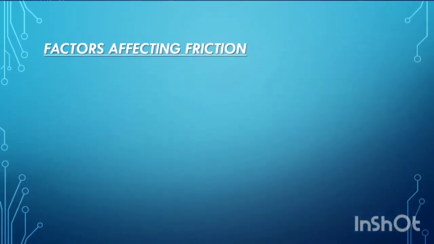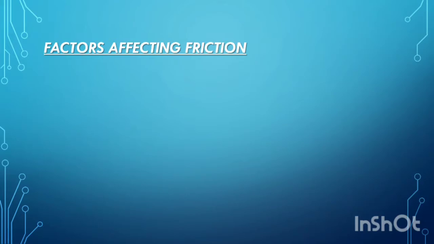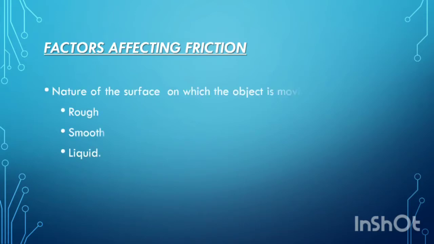Now, factors affecting friction. Friction is affected by many factors. What are they? First is the nature of the surface on which the object is moving. There can be three types of surface: rough surface, smooth surface, and liquid surface. Rough surface increases friction. Smooth surface decreases friction and liquid surface also decreases friction.